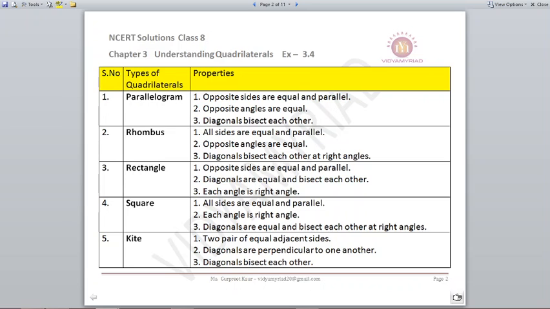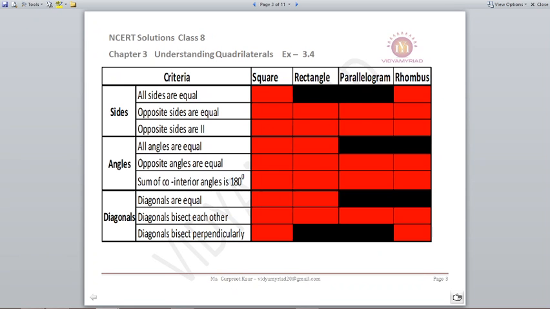Now you have kite also. You know the shape of a kite. Two pairs of equal adjacent sides are there. Diagonals are perpendicular to one another and they bisect each other. To make it simpler, I have made this in tabular form for you. The black color shows that the property doesn't hold in that particular quadrilateral. Using this table, just remember this forever. It will be really helpful for you in the exercises, and even in the 9th class. So using this we will do all the questions.